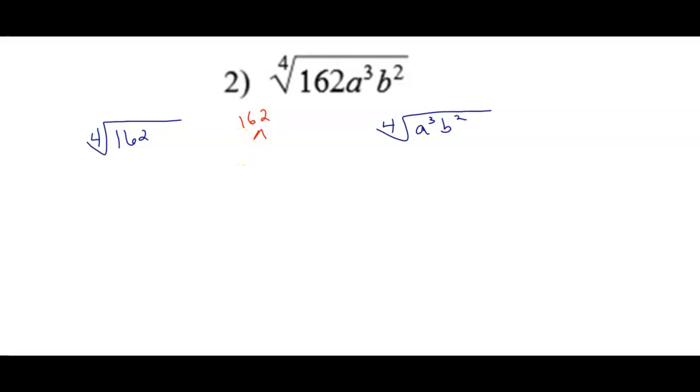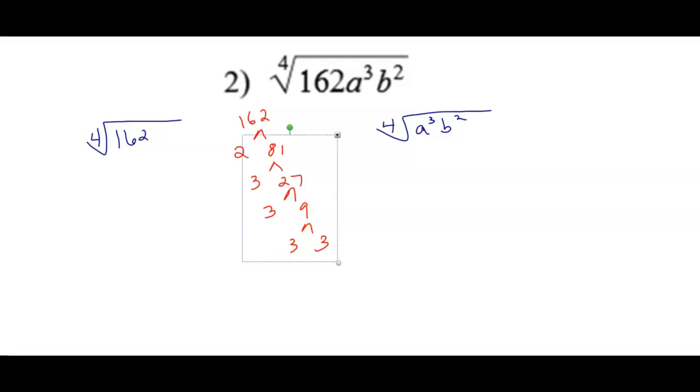162 is even, so I'm going to just go ahead and start with 2's. 2 goes into 162, what is that, 81 times? So 81 is not even anymore, so we're going to try and divide by 3. So 3 goes into 81 27 times, 3 and 9, and then 3 and 3.